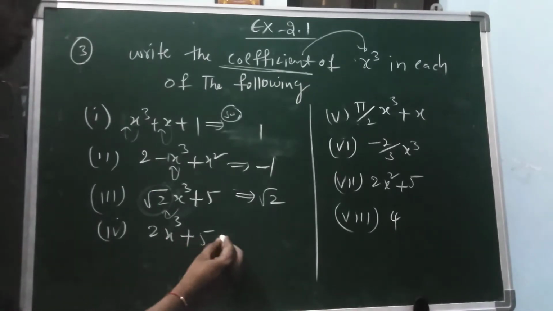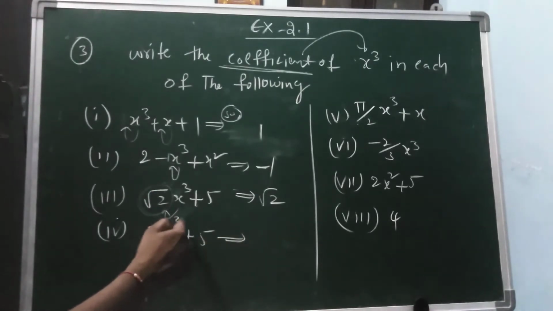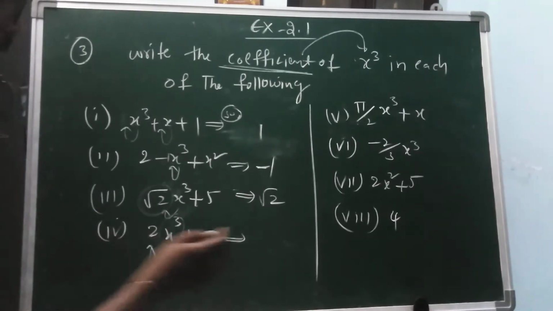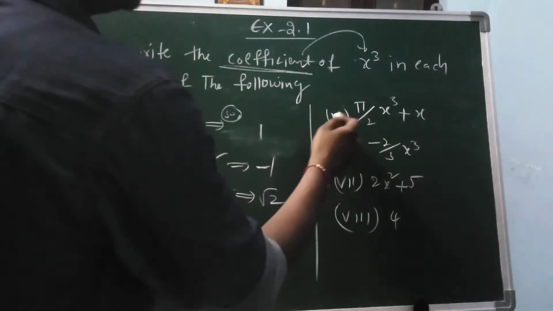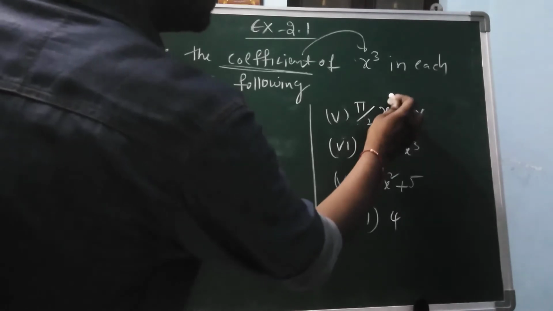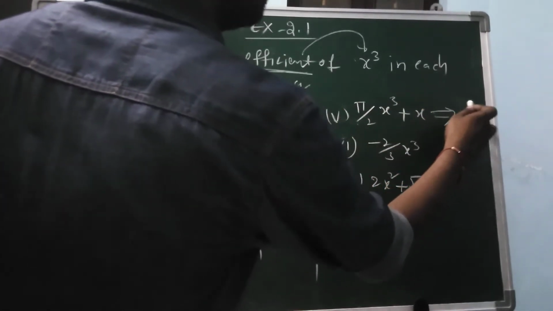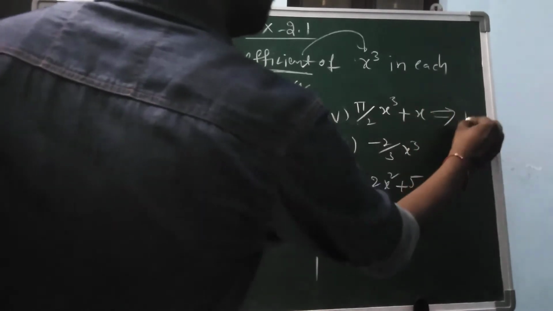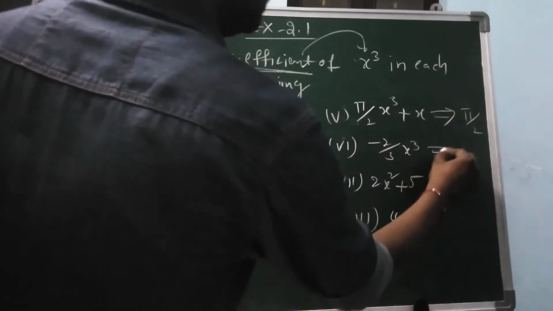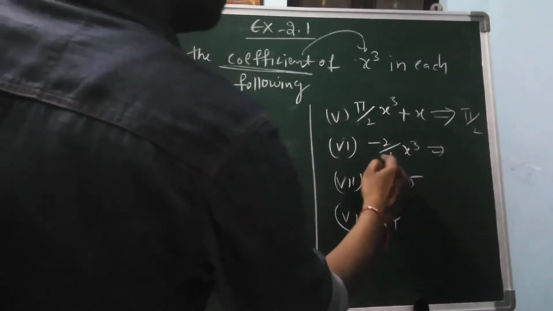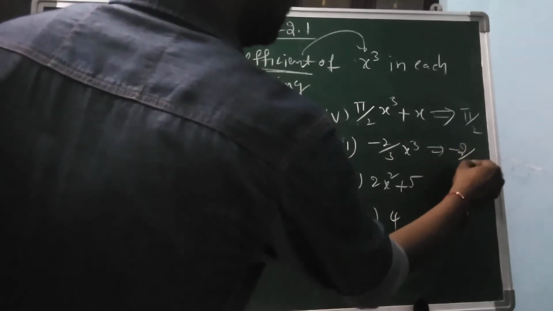See here. What is the coefficient of x cube in 2x cube plus 5? It is 2. Okay, coming to this fifth problem, what is the coefficient of x cube here? Pi by 2. Coefficient of x cube in this equation is pi by 2. And in this one, the coefficient of x cube is minus 2 by 3.